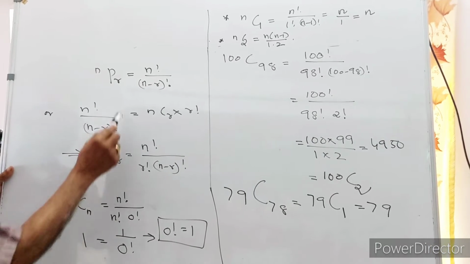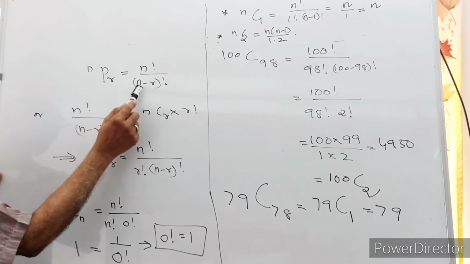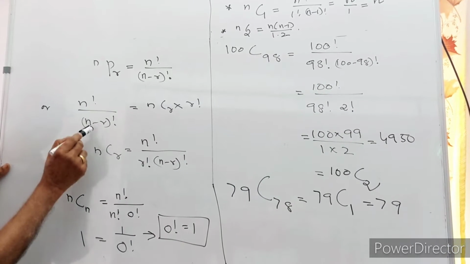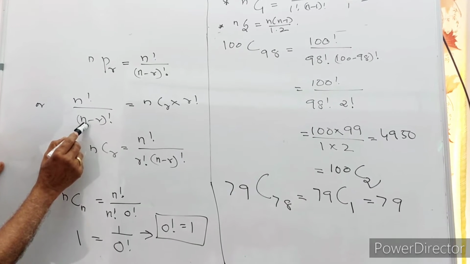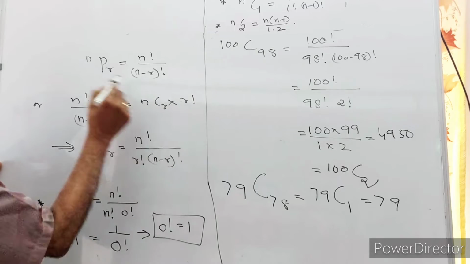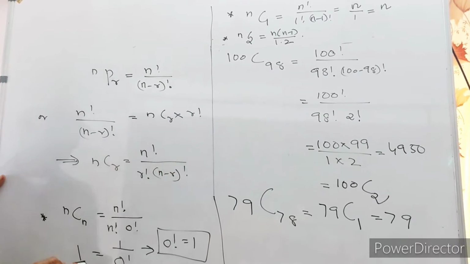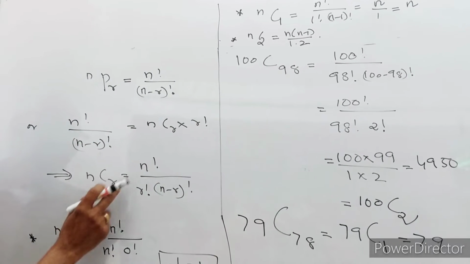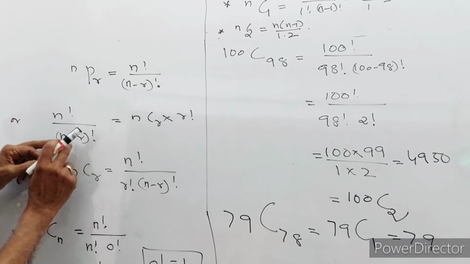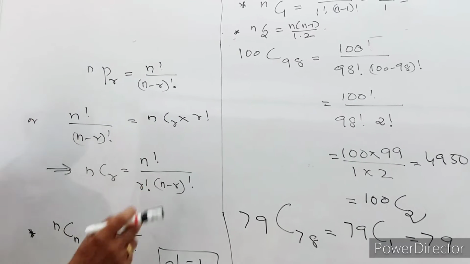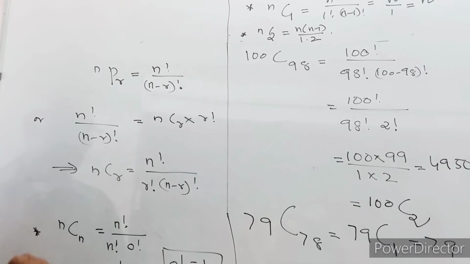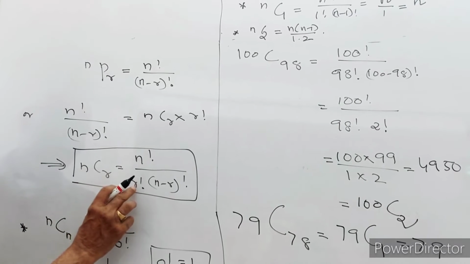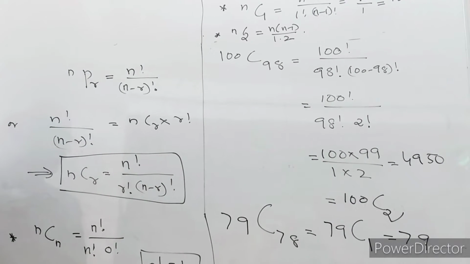Now we consider this. nPr is factorial n divided by factorial (n-r). Now n!/(n-r)! is actually nCr into factorial r, because nPr is nCr into factorial r. So nCr, bringing this factorial r down, gives you nCr is factorial n divided by factorial r into factorial (n-r). So this is a fundamental idea. nCr is n! divided by r! into (n-r)!.